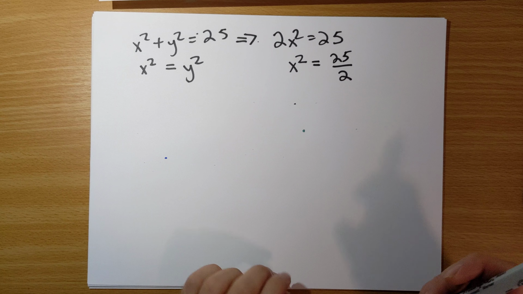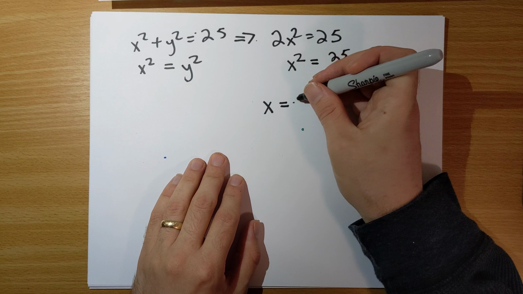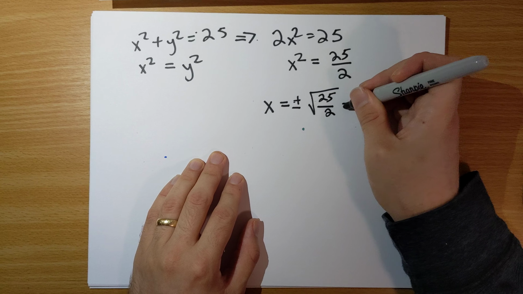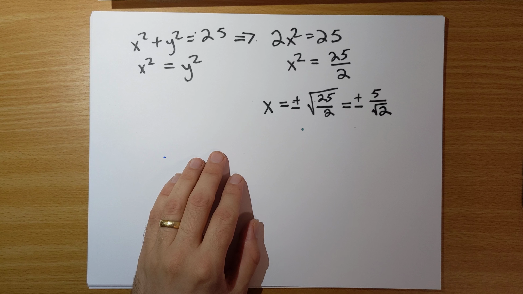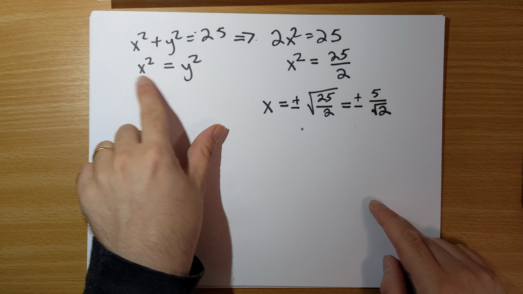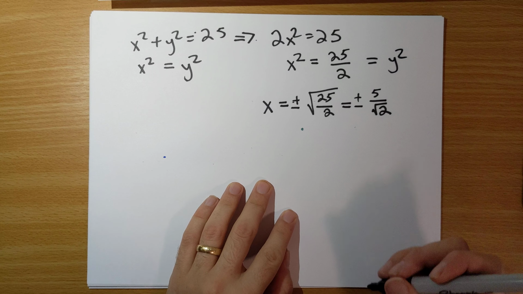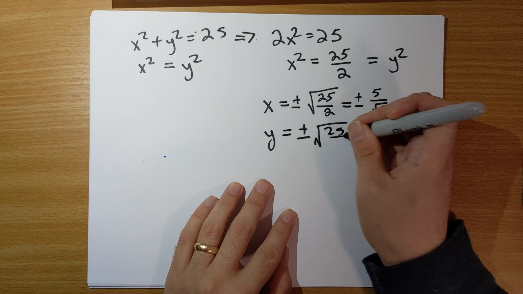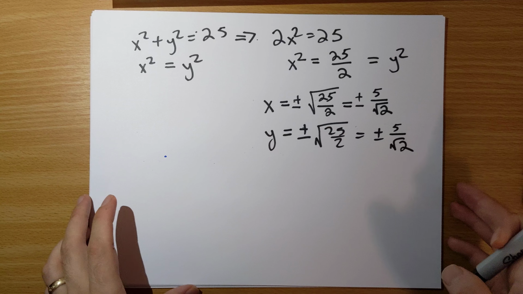And so then at this point, x will be plus or minus the square root of this. And so that's plus or minus 5 over square root 2. And if y squared is equal to x squared, y squared also has to equal 25 over 2. So y is going to equal plus or minus the square root of 25 over 2, which is plus or minus 5 over square root 2.